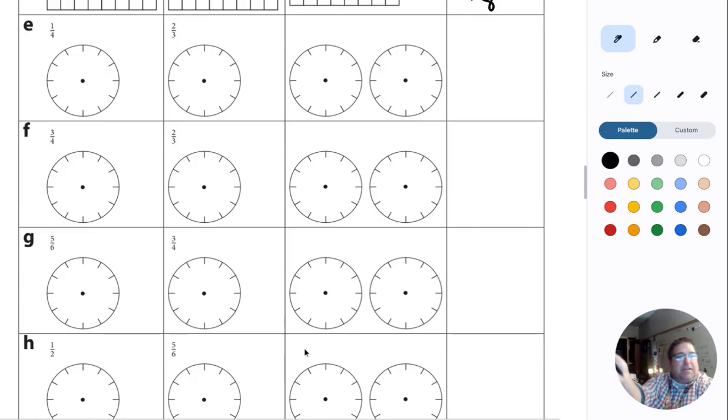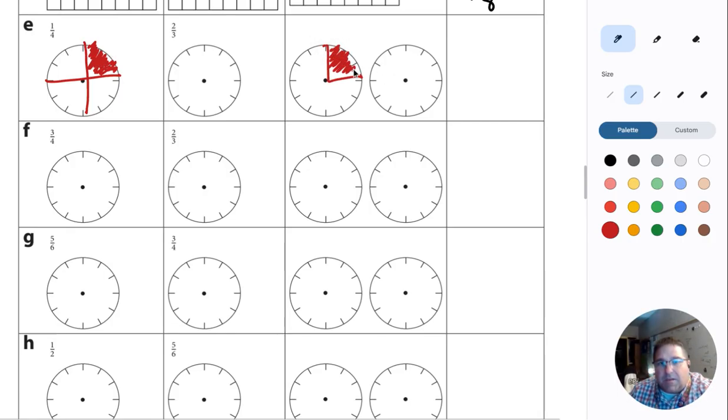Then we get to these clocks. Now remember, the clock has 12 pieces, right? There's 12 hours. So again, for 1/4, I can cut it into fourths and shade that in. And if I go over here, we're going to shade that in. There's that 1/4.